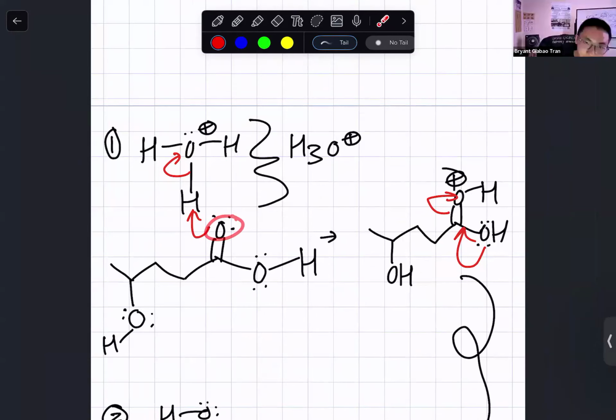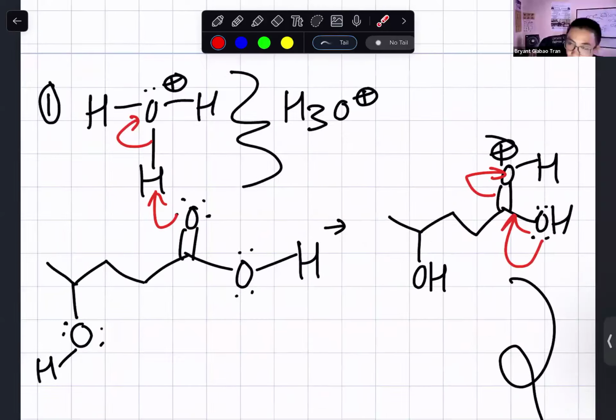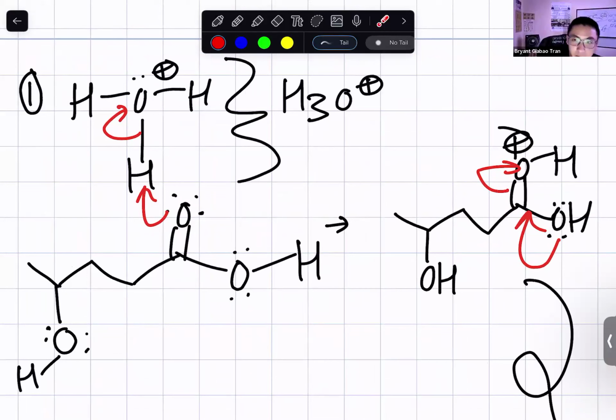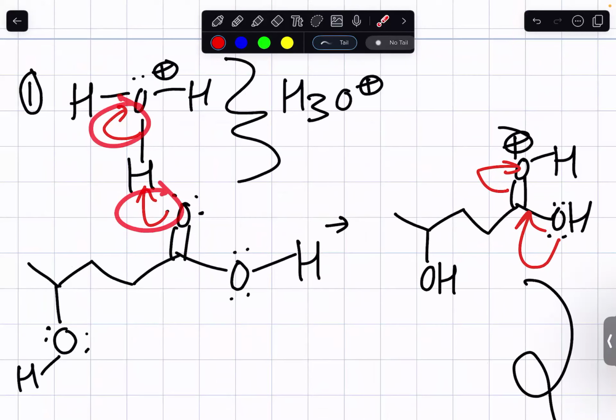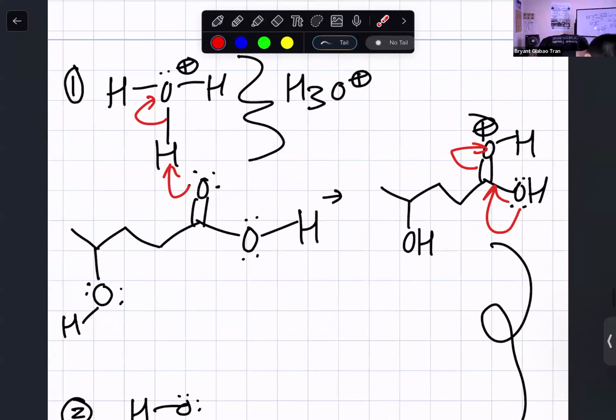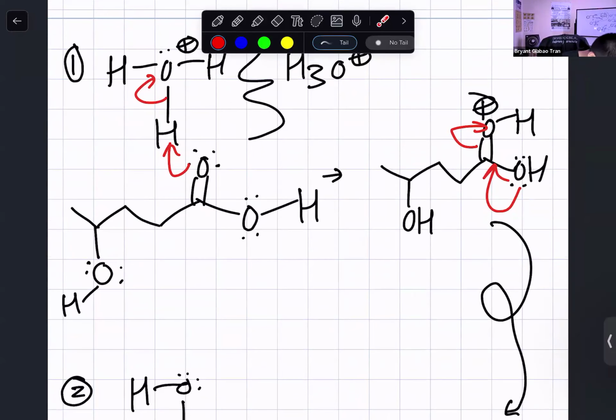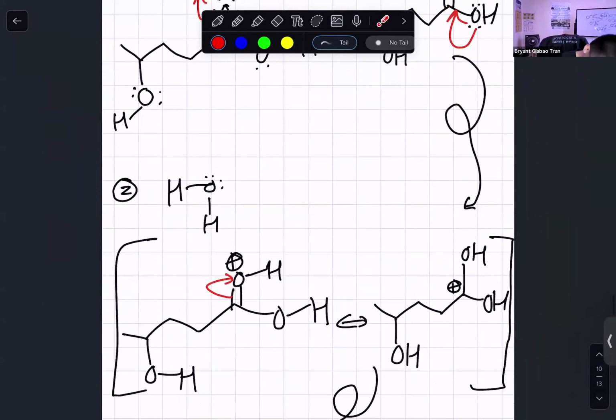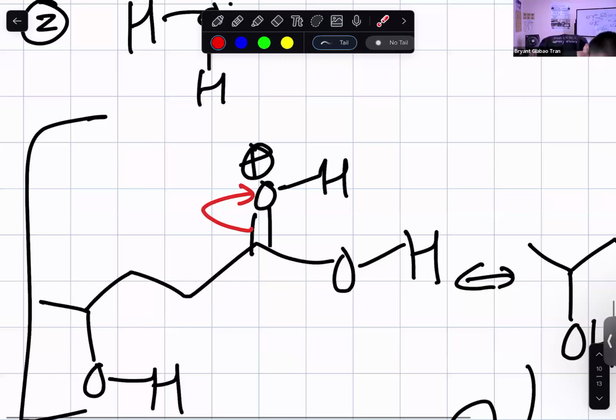H3O plus. My Notability isn't catching up to the Zoom. Okay. So yeah, let me know when you finish drawing these two arrows for box 1. Yes. Okay. For box 2, draw this one curved arrow from the carbonyl, the double bond, to the oxygen. Just that one curved arrow right there. And let me know when you're ready to move on to box 3.